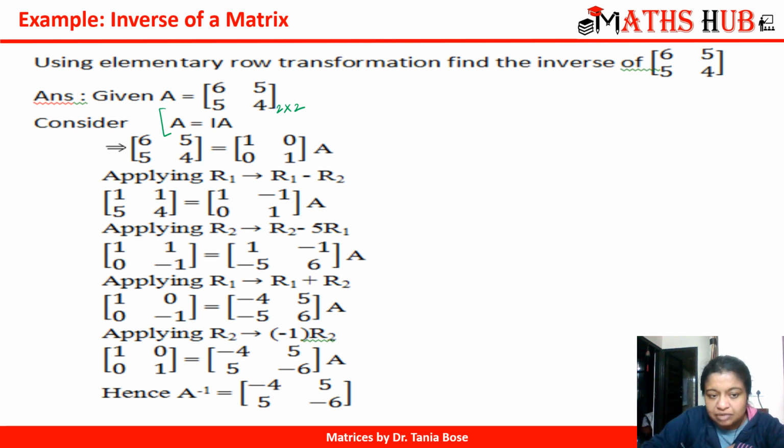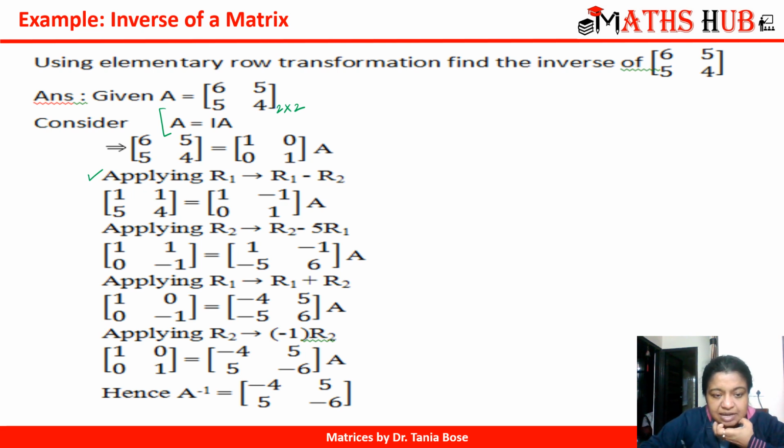Now our goal is to convert this matrix into an identity matrix. So the first transformation that I apply is, I have to make this leading element 1. How will I make it 1? I can subtract the two rows. So I've written R1 is R1 minus R2. And when we write R1 is R1 minus R2, we get [1 1; 5 4], and we apply the same transformation here. You can see that 1 minus 0 is 1, 0 minus 1 is minus 1. So we get this step, right?